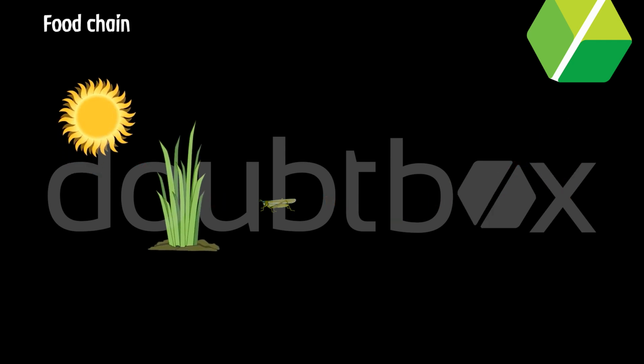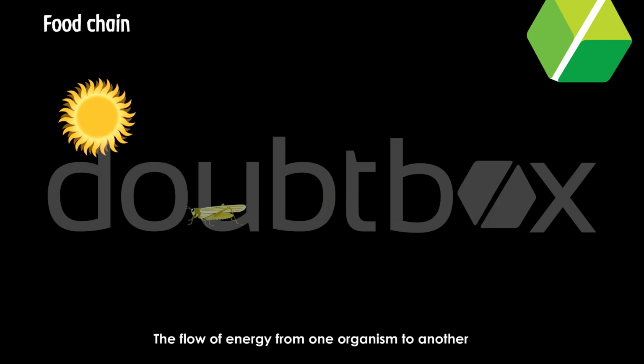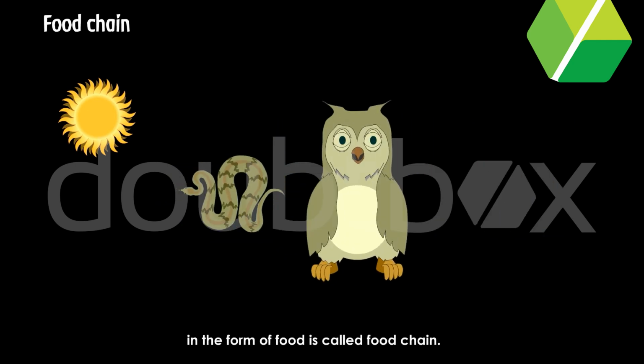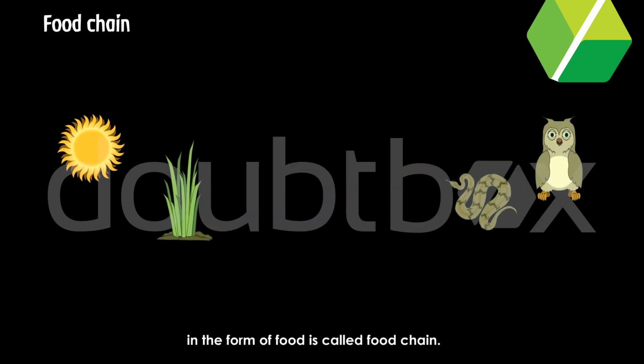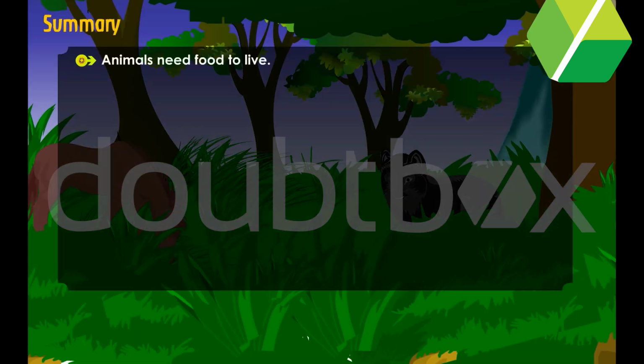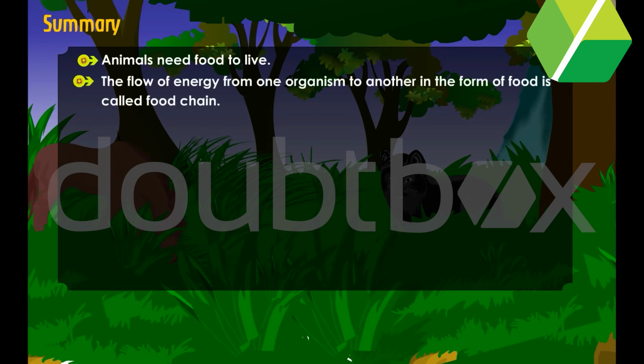Food chain. The flow of energy from one organism to another in the form of food is called food chain. Summary. Animals need food to live. The flow of energy from one organism to another in the form of food is called food chain.